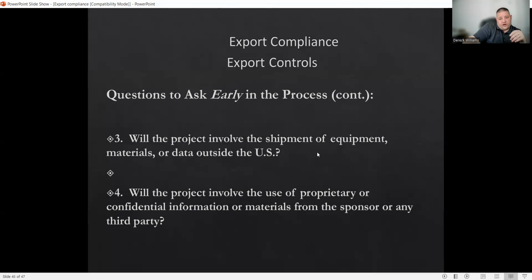Will the project involve shipping equipment out of the U.S.? Will the project involve use of proprietary or confidential information or materials from the sponsor or any third party? These questions here, if I was going to engage with a new program that might work in these ITAR and EAR spaces, this would be my checklist. Before I even started, I would go through these questions.